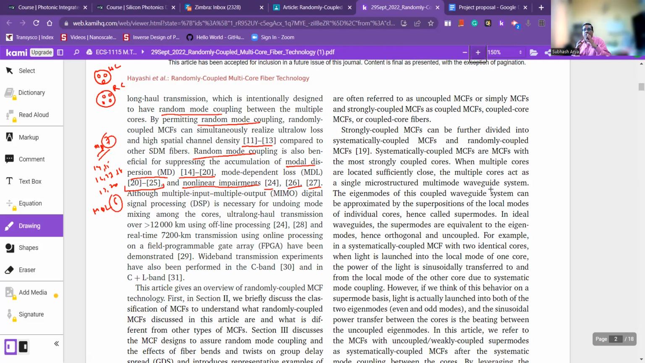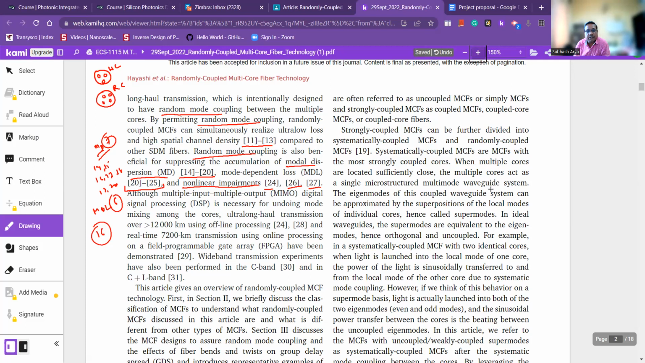So three important advantages of randomly coupled multi-core fibers are: first, modal dispersion, mode dependent loss, and non-linear effects, and reducing the non-linear effects. So these are the prominent advantages, and this fact has been established in the research domain with the publication of about 13 here, 14, 15, 16. So a total of 16 articles are addressing these three issues.